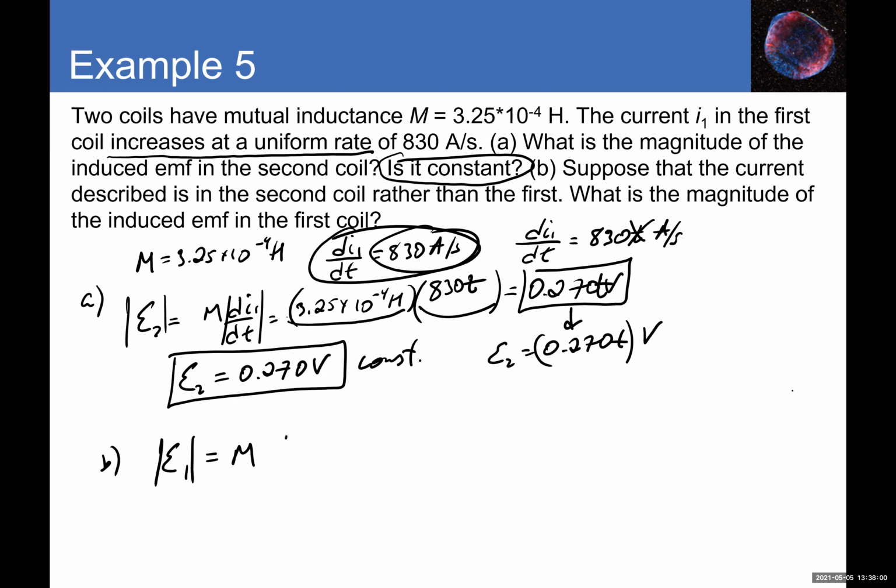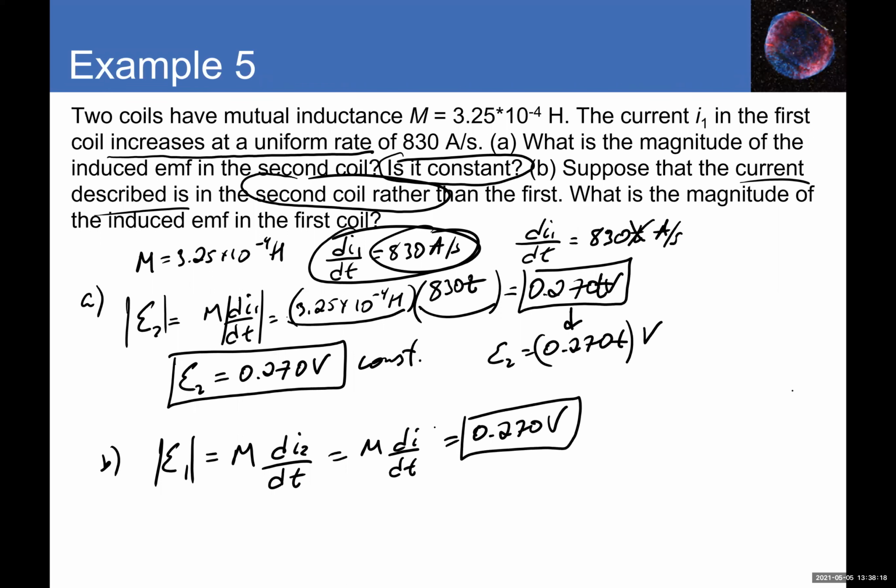So M times di2/dt. But we're saying that the current described is in the second coil. That means exactly the same current, which means if I plug in the same M, same di/dt, I'm going to get 0.270 volts. Same thing as before.